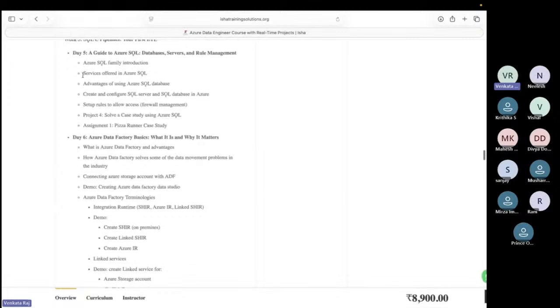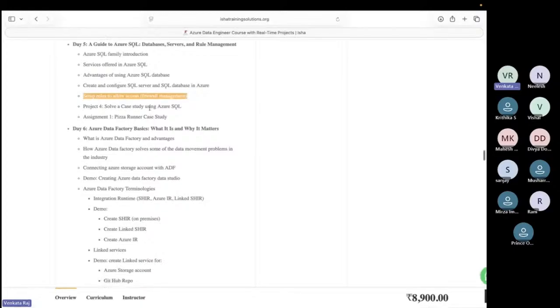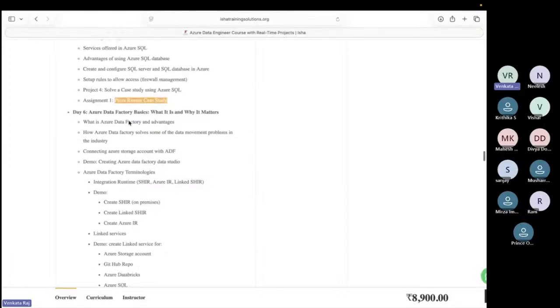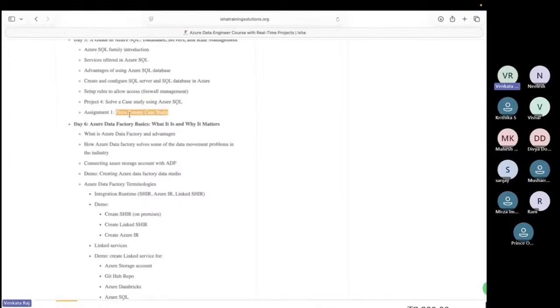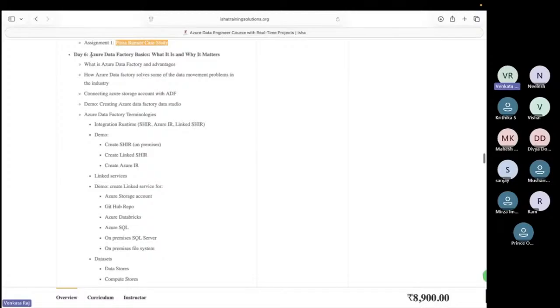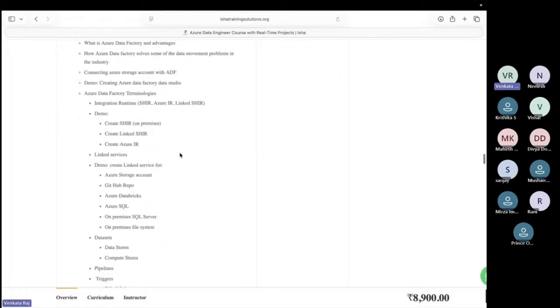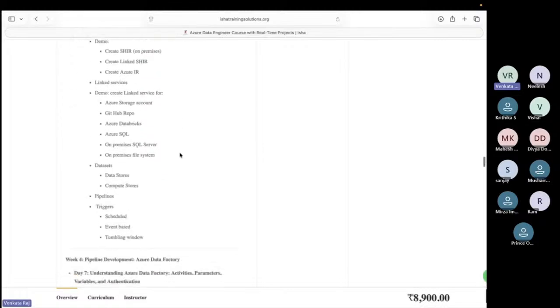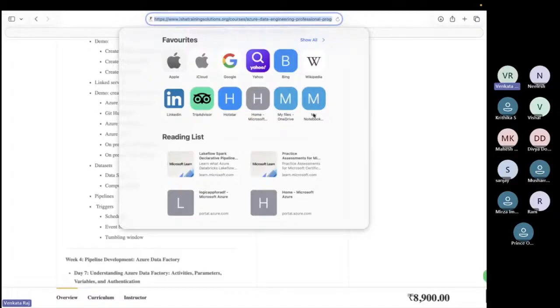Okay. Then we will get started with Azure SQL. Within Azure SQL, there are various services. We will also see how you can provide access, and how you can bypass the firewalls. There are some firewalls that you need to bypass while accessing this. And we will do a project and I am going to give you an assignment also, so that you can do it by yourself. Then we'll get started with Data Factory. And like I mentioned, there is a lot in Data Factory that we are going to cover. You can go through this course here. I can share the link.